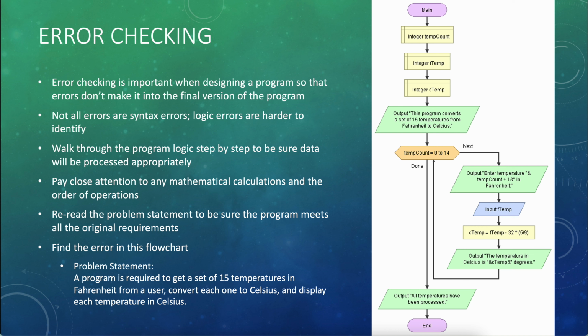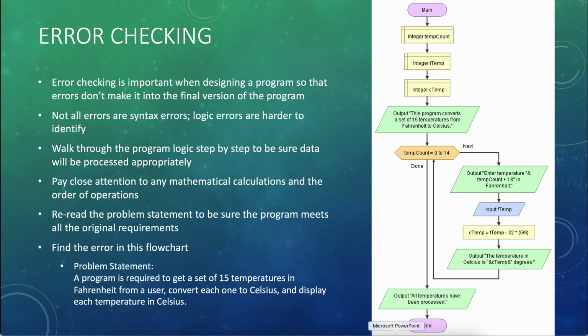So let's look at this flowchart here, and I want you to try to find the error. So we're going to walk through this. And as a reminder, this is a flowchart we've looked at before. The problem statement is a program is required to get a set of 15 temperatures in Fahrenheit from a user. Convert each one to Celsius and display each temperature in Celsius.